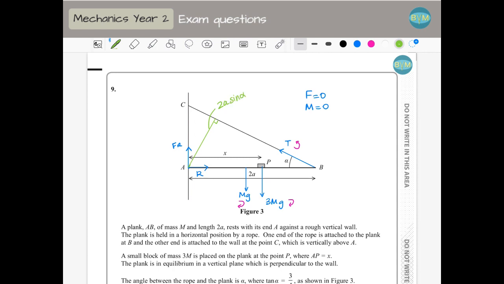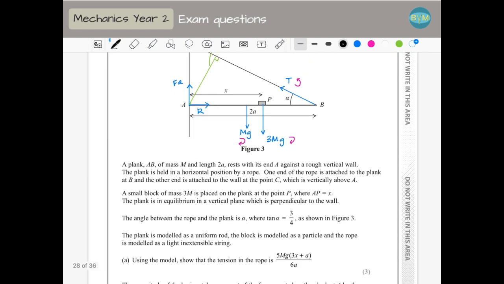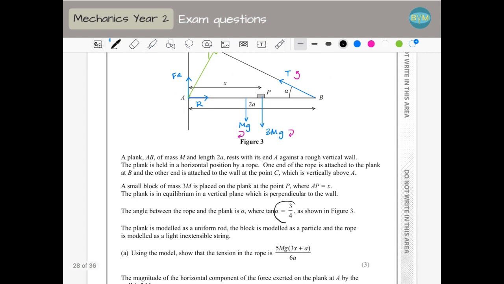And I know tan alpha is 3/4. So remember, when I have this, I can do tan minus 1 and find the angle, and then the sine or the cos, but it's even better if I use this triangle, because the numbers are quite easy. So if this is alpha, and tan is opposite divided by adjacent, with Pythagoras we know this is 5, which means sine alpha is going to be 3/5.